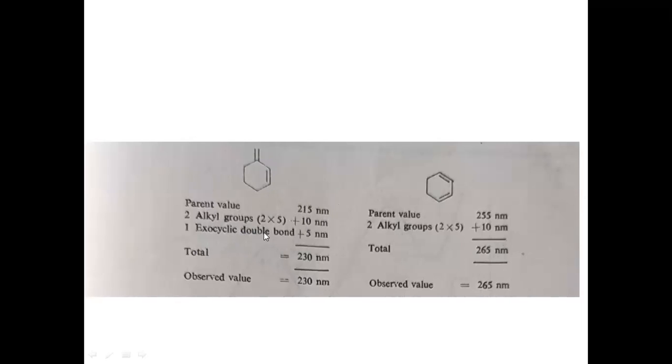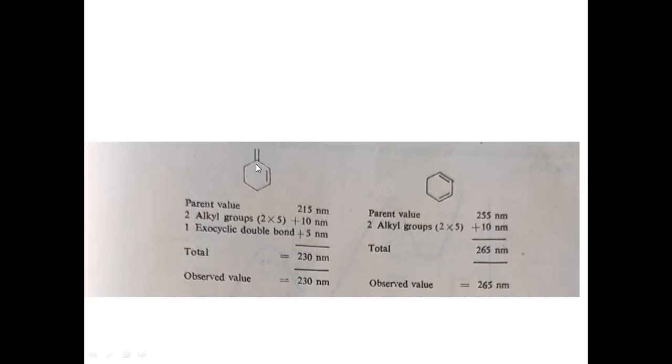Now one exocyclic double bond. This is the exocyclic double bond, 5 nm. Now two alkyl groups or two ring residues. This is our parent alkene, butadiene, from this to this: 1, 2, 3 and 4. This is our parent butadiene.